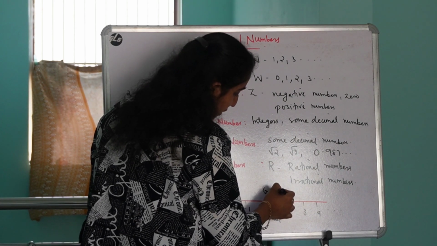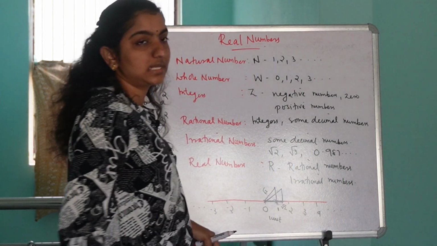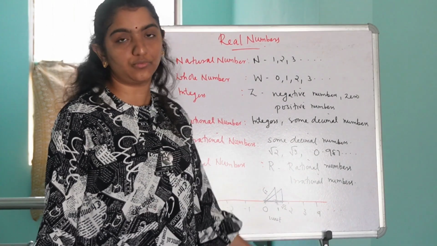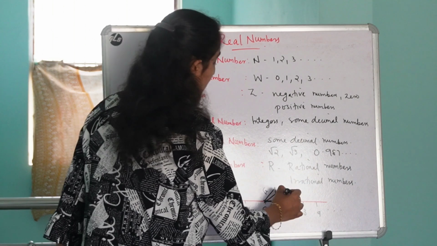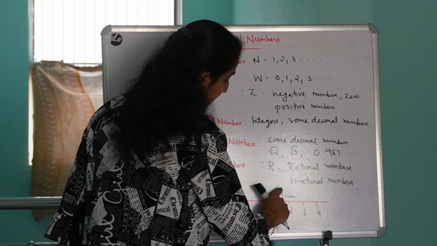Now I am going to join these two end points. So I got a right triangle whose base length is root 2, whose altitude is equal to 1 unit, and the length of the hypotenuse is equal to root 3. So I am taking this distance.